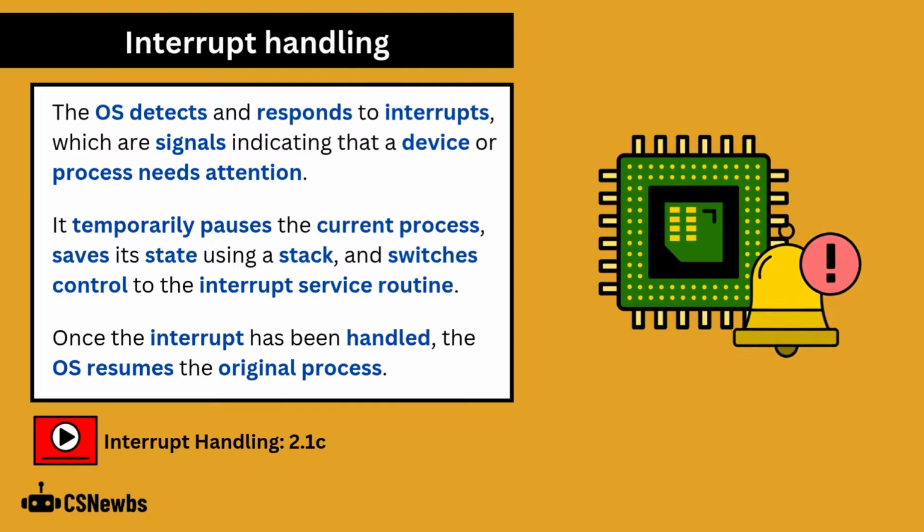Another function of the operating system is to manage and handle interrupts. These are signals sent to the processor indicating that a device or process needs attention. It temporarily pauses the current process, saves its state using a stack, and switches control to the interrupt service routine. Once the interrupt has been handled, the operating system resumes the original process. The process of interrupt handling is explained in more detail in section 2.1c.